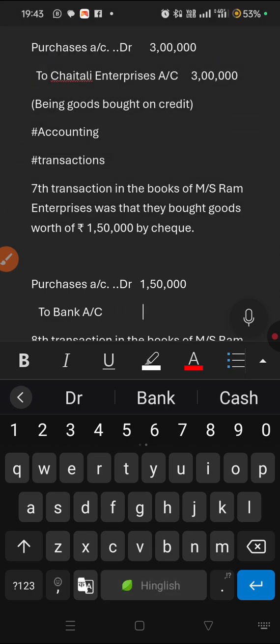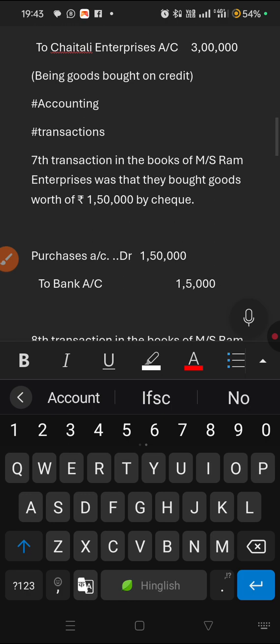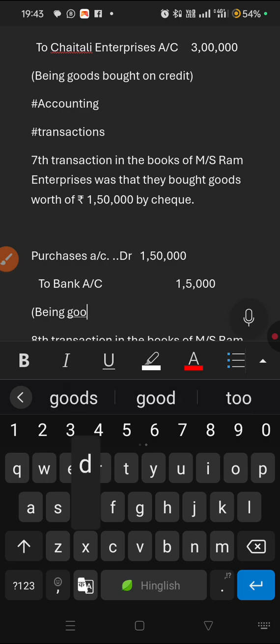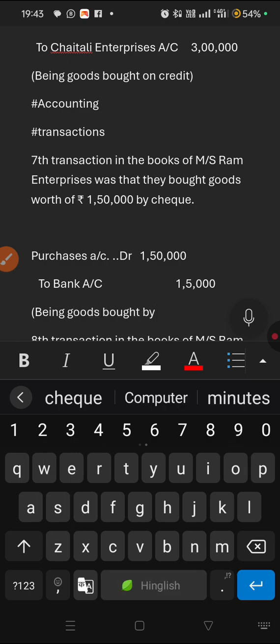So 1,50,000 will also be shown on the credit side. What is the journal entry? Purchases account debit to bank account. What will be the narration? Being goods bought by check.